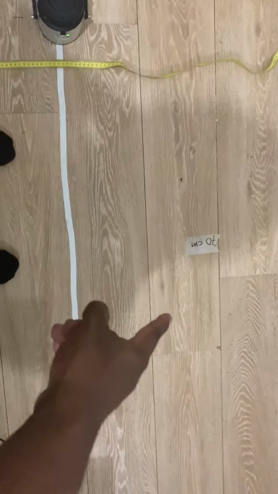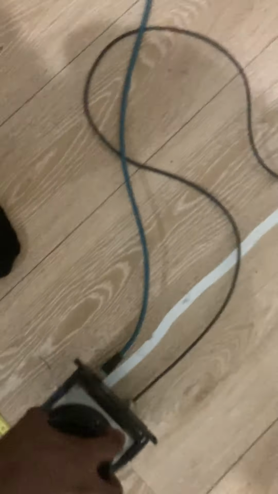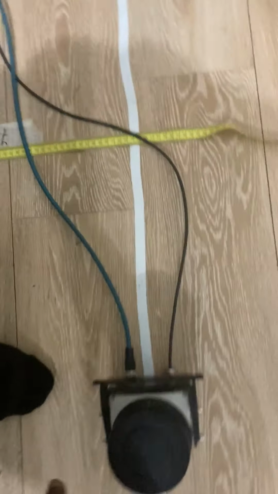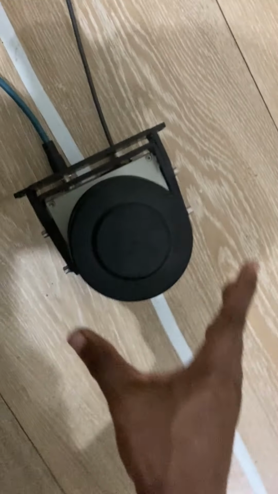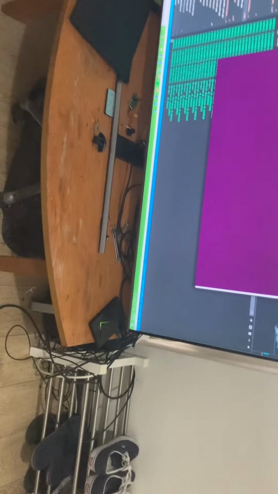Now I'm going to move it to this point where it should be 70 centimeters. I'll try my best to position it. And then I'm going to switch back to the left side.